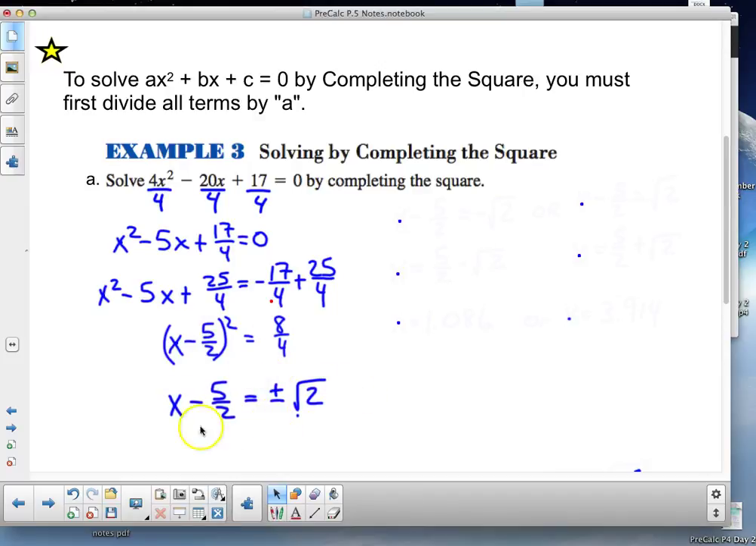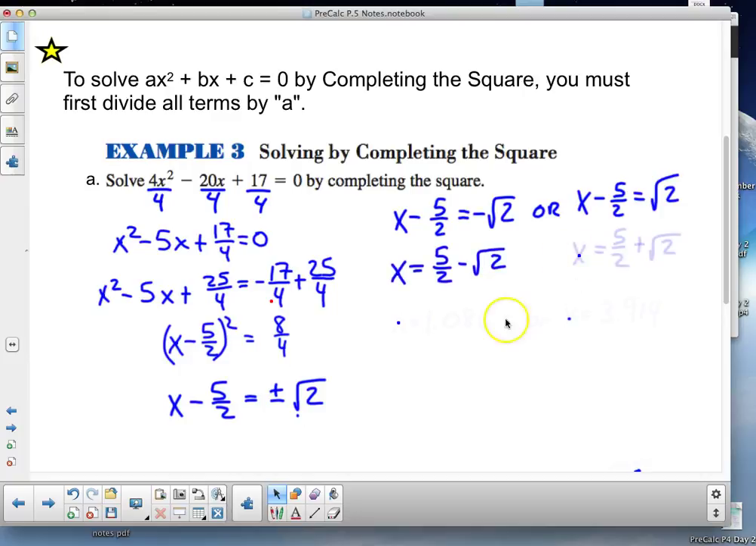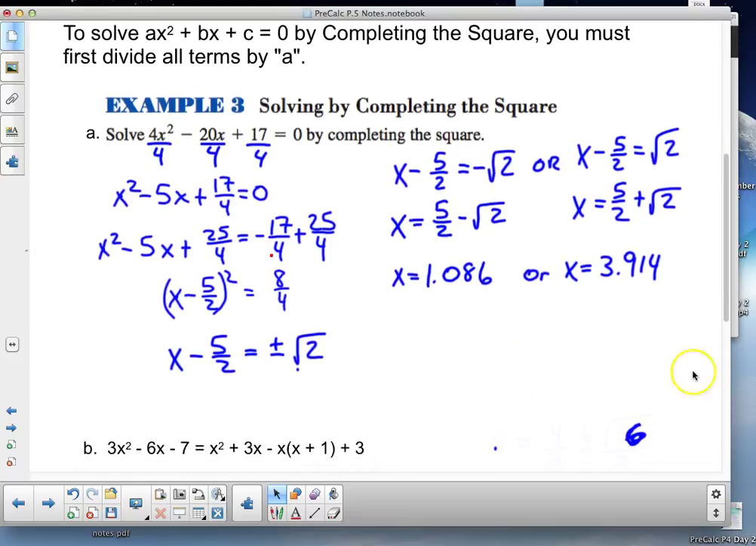So now I get to add 5/2 to both sides. I get to add 5/2 here, and I get to add 5/2 here. The difference is I'm adding 5/2 to negative square root of 2, and I'm adding 5/2 to positive square root of 2. So that's what I've got for my solution as I step through. So these are my possible zeros. x equals 1.086 or x equals 3.914, to the third digit out, or the third place out.